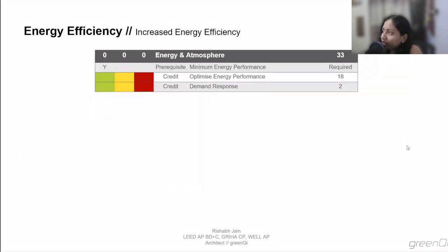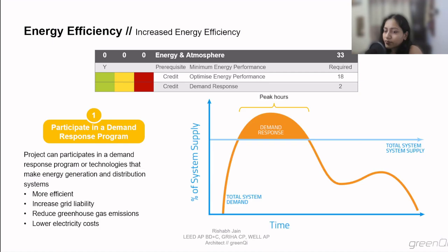So coming to the increased energy efficiency measures, the first category here is participating in a demand response program. This strategy can help you gain points in optimize energy performance as well as demand response, because it helps you reduce the energy consumption of the building, and it also gets you points in the credit demand response, where projects can get points for participating in a demand response program in their region or their cities. So let's understand what demand response is.